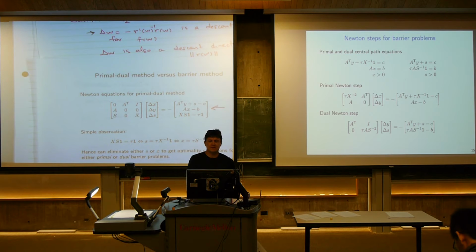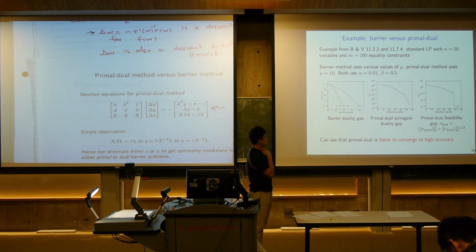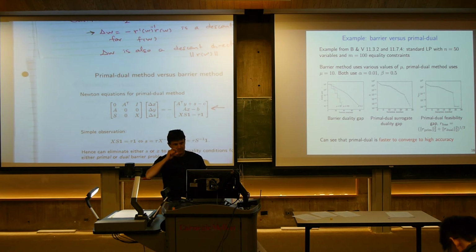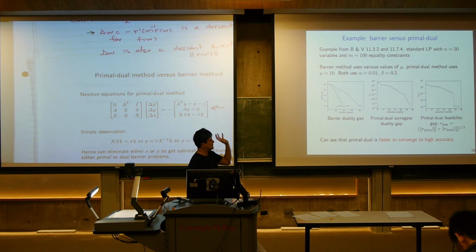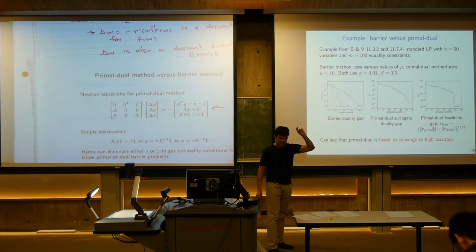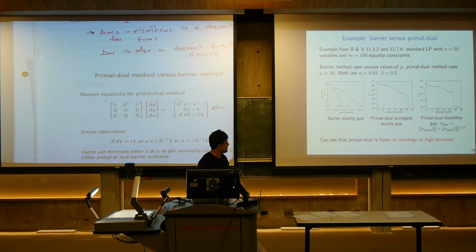So let me flash some examples that I just took directly from the book of Boyd and Vandenberghe. These are some examples of how the primal barrier method compares to the Primal-dual method. So here, mu is equal to 10. Remember, mu is like 1/sigma. So the sigma in our algorithm that we described earlier is 1/10.